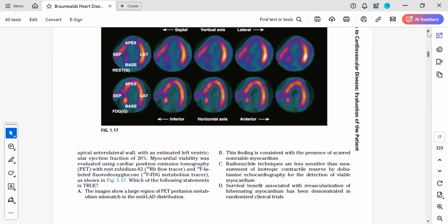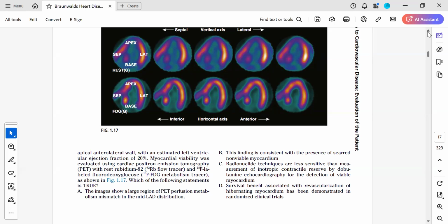Myocardial viability was evaluated using cardiac positron emission tomography with rest rubidium, which is being used as a flow tracer, while the F-18 labeled fluorodeoxyglucose is being used as the metabolism tracer, as shown in figure 1.17 above. Which of the following statements is true?